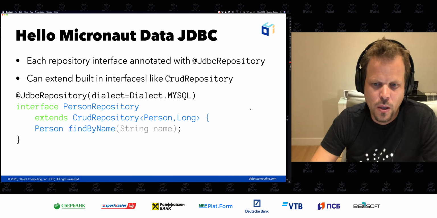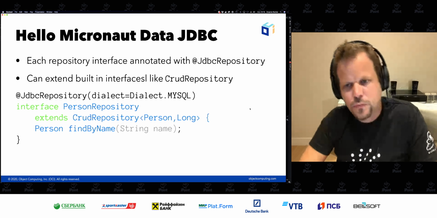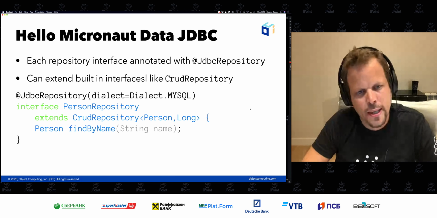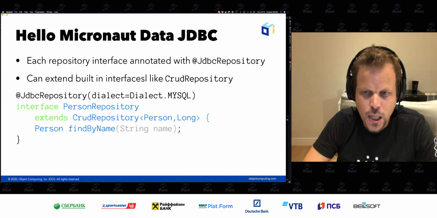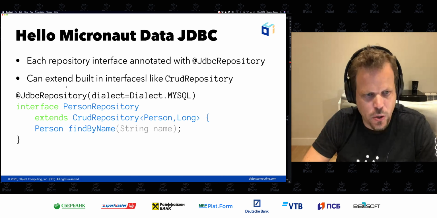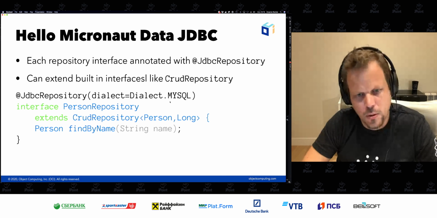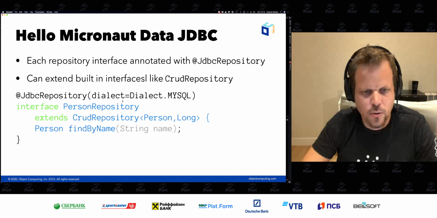Now, in terms of Micronaut Data JDBC, each repository interface, instead of being annotated with @Repository, is annotated with @JdbcRepository. So you can see, you can extend built-in interfaces, and you say @JdbcRepository dialect equals, and then the dialect that you're using. So why do you put the dialect here?